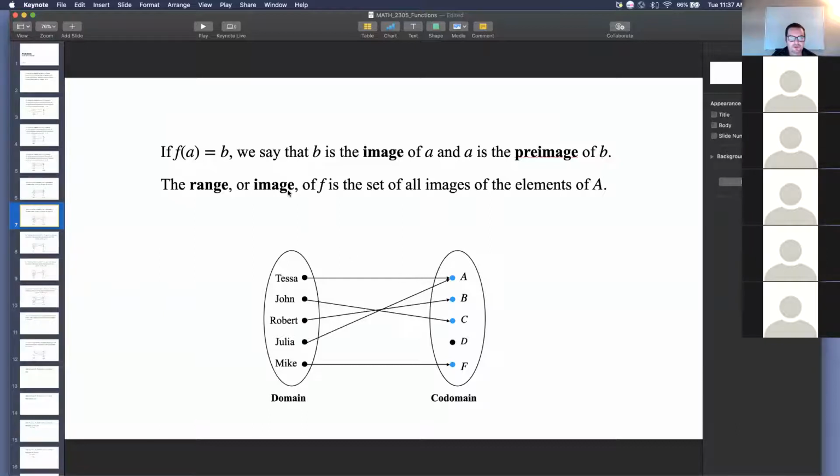In upper level mathematics courses like maybe modern algebra or real analysis, you'll often see image and not range. So just keep in mind that that's image in place of range, as you take your upper level courses.